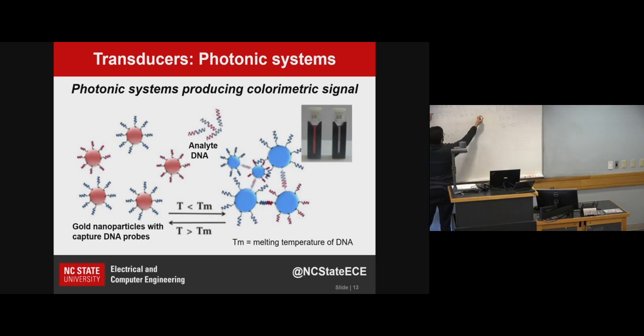But the moment I add my analyte to the sample, this is going to bind with this, and this is going to bind with this. So what you end up with is this. So A. I'm going to change the color.